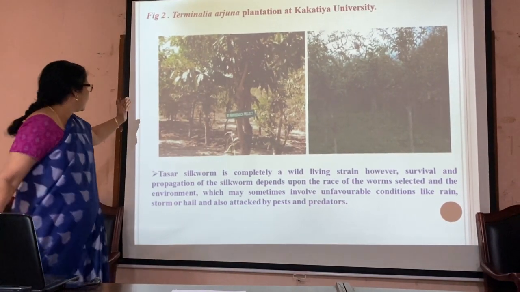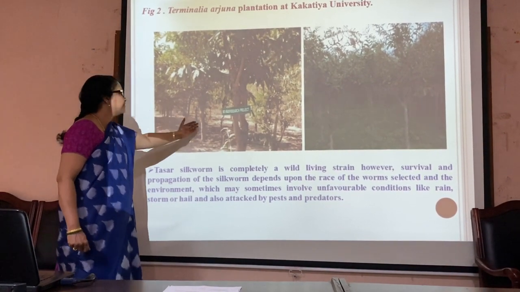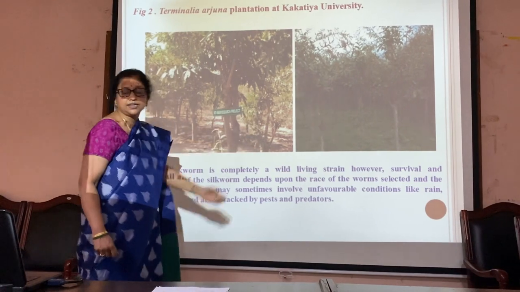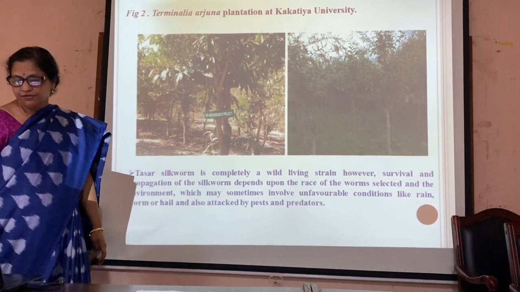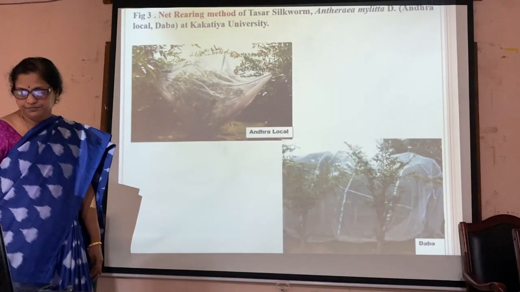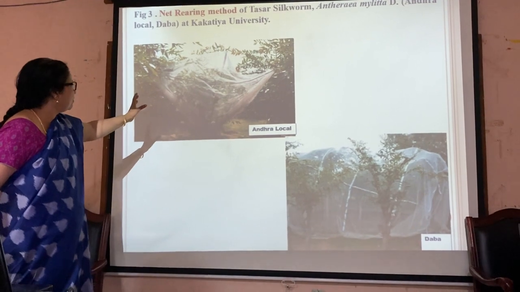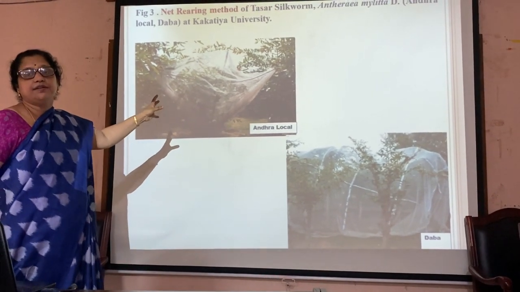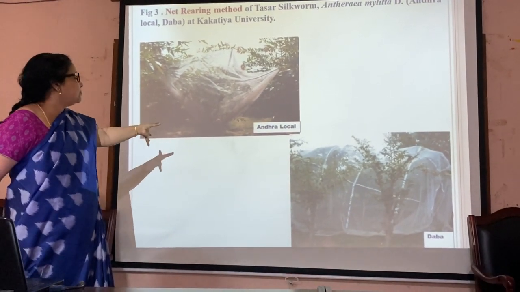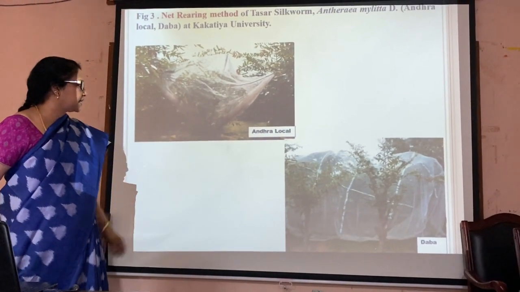Parental stocks were grown on some plants, whereas F1 and F2 hybrids were raised on other plants. We have maintained the separation of the plants in order to prevent intermixing. So we have used the net rearing method. This is a very big net which can cover nearly 10 plants. These nets are used in order to prevent predators from attacking the silkworm.